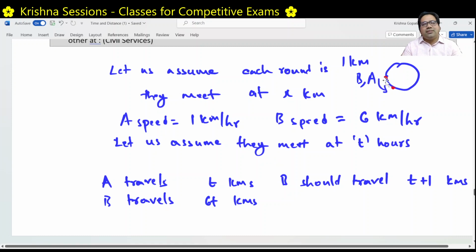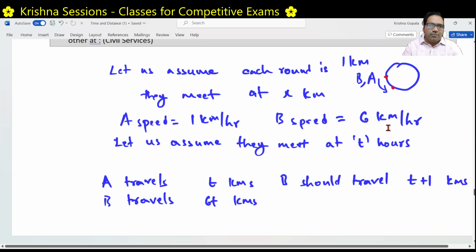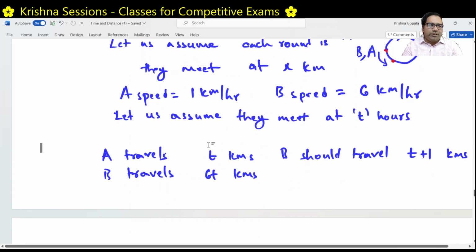Similarly, B would have covered how much in the same time? B travels at 6 kilometers per hour, and if it is 0.5 hour, he would have covered 3 kilometers. If it is 0.1 hour, he would have covered 0.1 into 6, like this, 6 by 10 kilometers, 0.6 kilometers, right? Right. So A is traveling T kilometers in T time and B is traveling 6 into T kilometers.